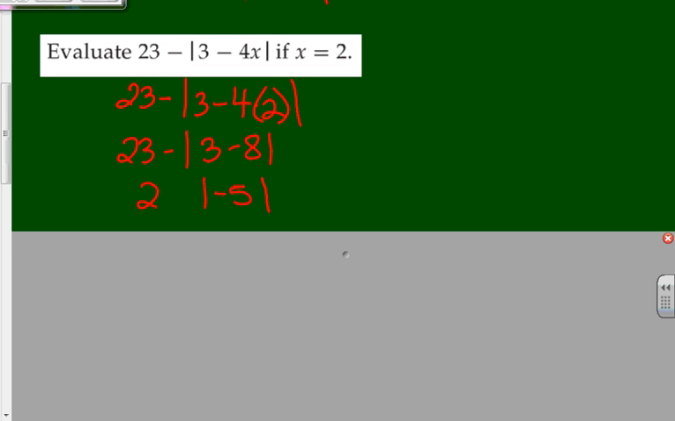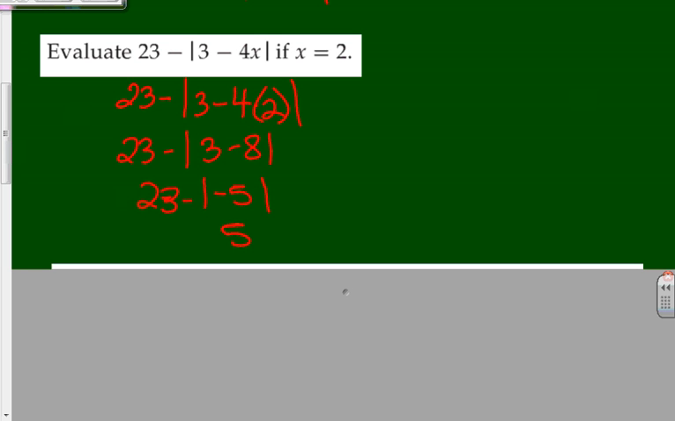And then 23 minus. We're going to get rid of our absolute value bars. The absolute value of negative 5 is 5. And then 23 minus 5. And then we'll work that out to get our final answer of 18. All right, let's go on.